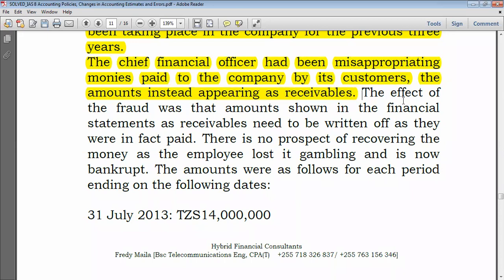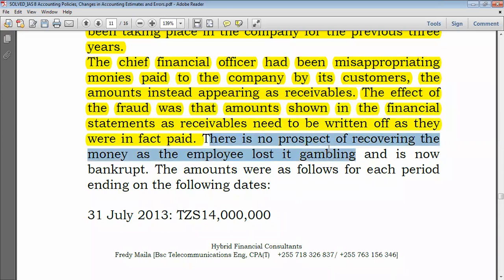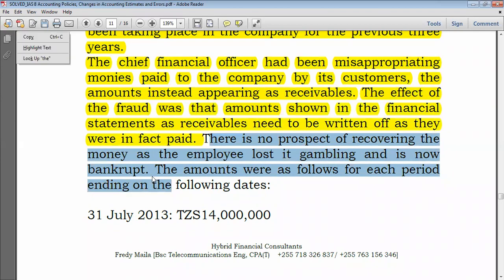Let's proceed. The effect of the fraud was that amounts shown in the financial statements as receivables need to be written off as they were in fact paid. The amounts were in fact paid, but the guy misappropriated the monies. So we say there is no prospect of receiving the money and the employee lost it gambling, Meridian Bet, Premier Bet, and is now bankrupt. So the guy took the money to betting shops, maybe, and to gamble in the casinos, and this is what happened.